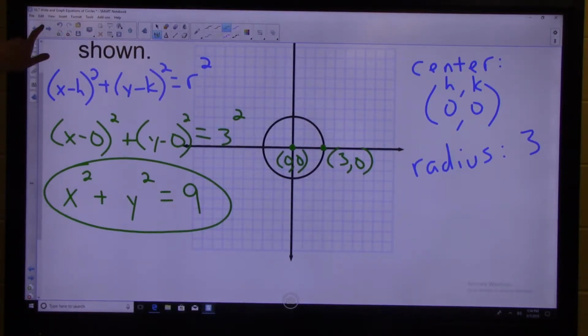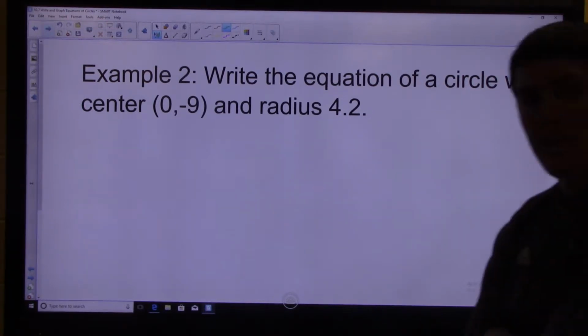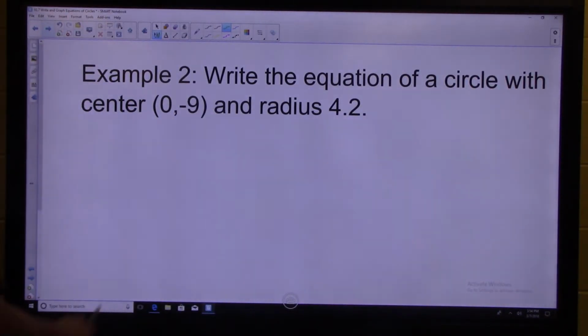All right, so let's do the next example. Hopefully that was all right. Let's keep going. This is a good one. This doesn't really have a picture, but we can still write it down. So it says, write the equation of a circle with center (0, negative 9) and radius 4.2. So this one's very similar, except rather than giving us a picture, they're telling us the information already. So we know the center is (0, negative 9), and the radius is 4.2.